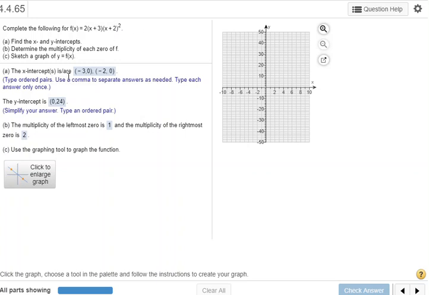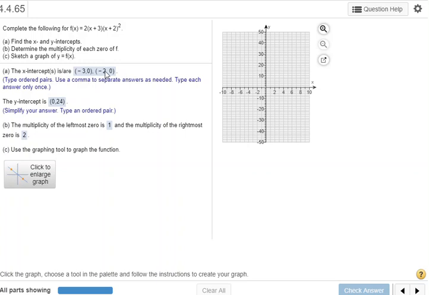Finding the x-intercepts. Those occur when y is 0. Since they're in factors like this, you can take each factor and set it equal to 0. So x would be -3 and x would be -2. They do want you to put it in ordered pairs with a comma in between.